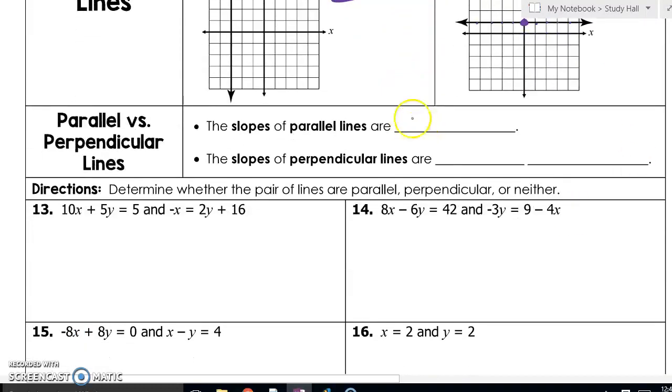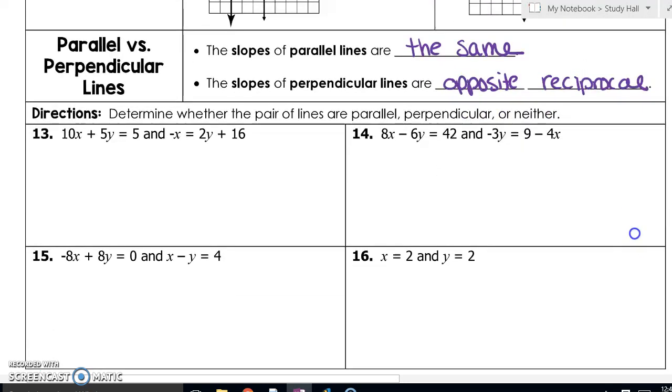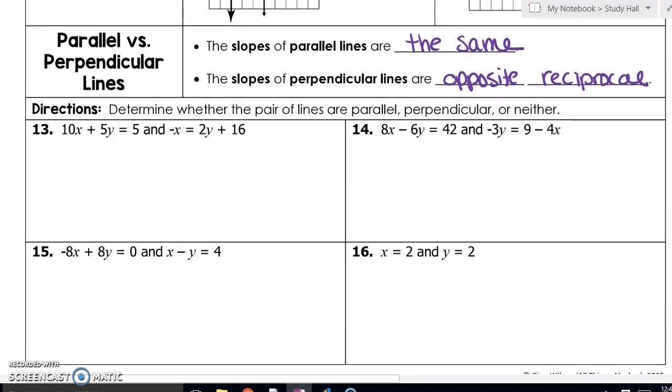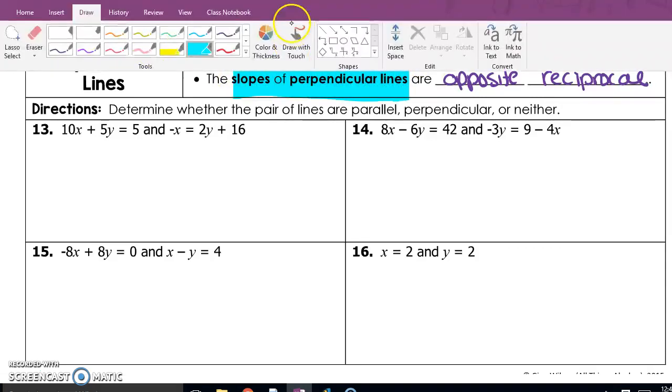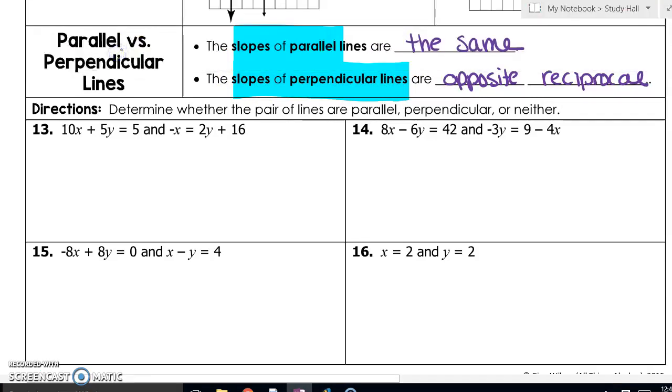Slopes of parallel lines are the same, while slopes of perpendicular lines are opposite reciprocals. Determine whether the pair of lines are parallel, perpendicular, or neither. So the only thing that I know about parallel and perpendicular lines are slopes. So the only way that I'm going to know if something's parallel or perpendicular to another line is if I know its slope. So all you really have to do is identify the slope here and identify the slope here.